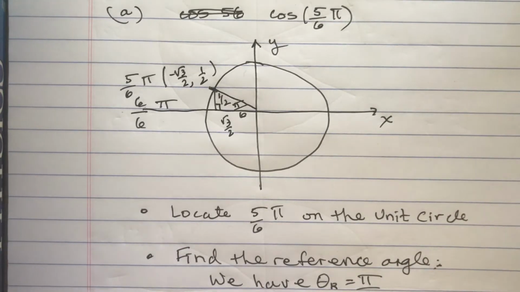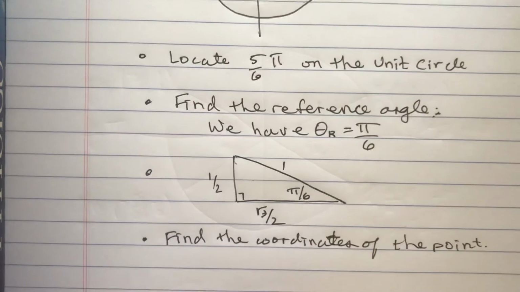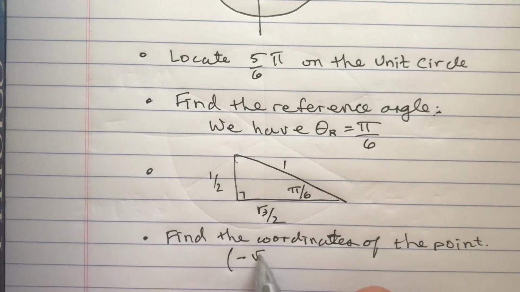So find the coordinates of the point. We find the coordinates of the point, and we saw that those are negative radical 3 over 2, 1/2. And the first one is cosine.